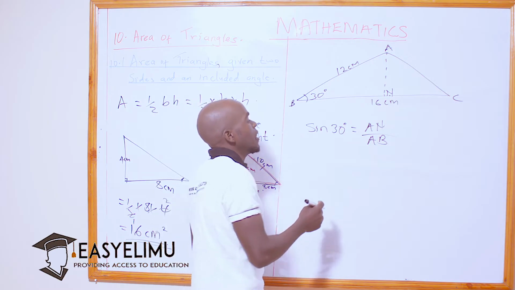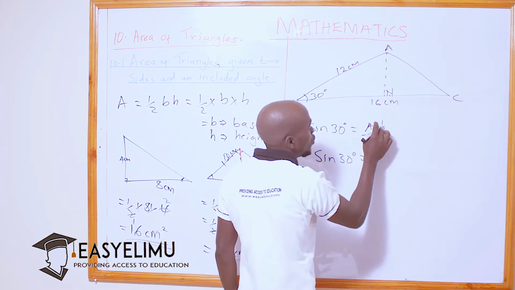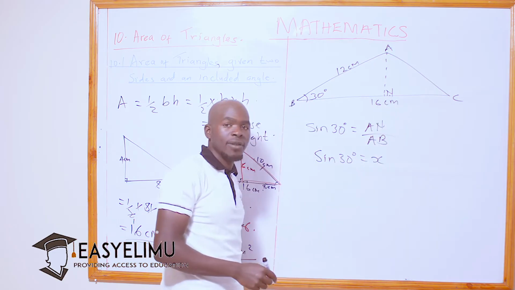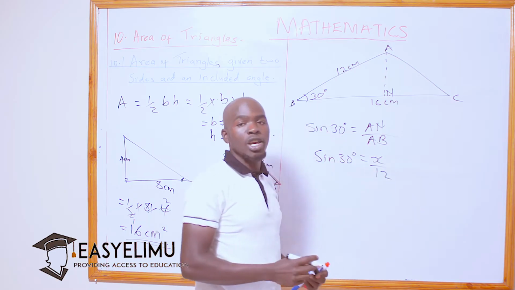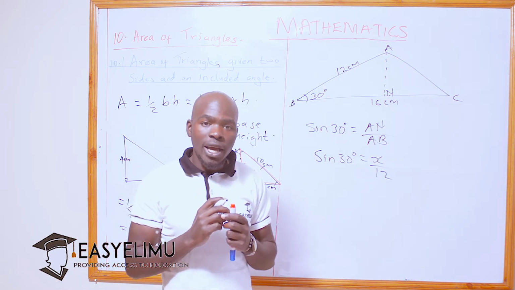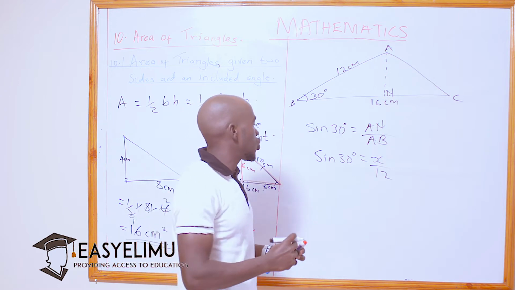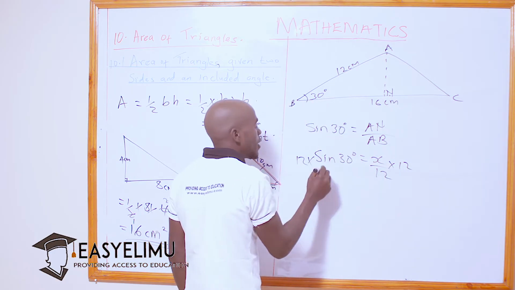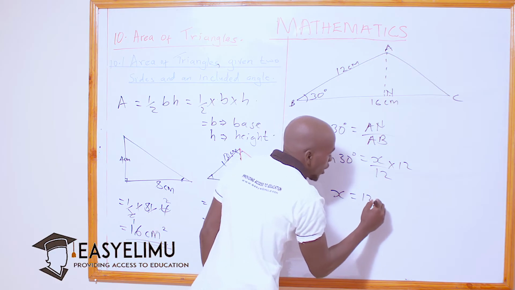So if you want to find that height, then sine 30 degrees is equivalent to AN, which we don't know, so we can refer to it as X, over AB, which we have as 12. So if we need to find X, we shall multiply both sides by 12. On multiplying both sides by 12, we find X equals 12 multiplied by sine 30.